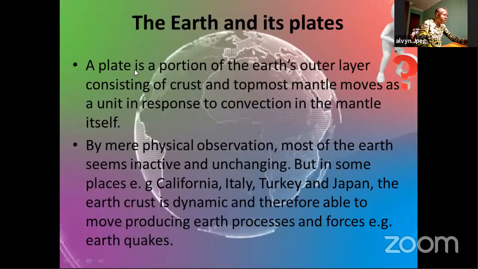The Earth and its plates. A plate is a portion of the Earth's outer layer consisting of crust and topmost mantle that moves as a unit in response to convection in the mantle itself. By mere physical observation, most of the Earth seems inactive and unchanging, but in some places, e.g. California, Italy, Turkey, and Japan, the Earth's crust is dynamic and therefore able to move proceeding Earth's processes and forces, e.g. earthquakes.